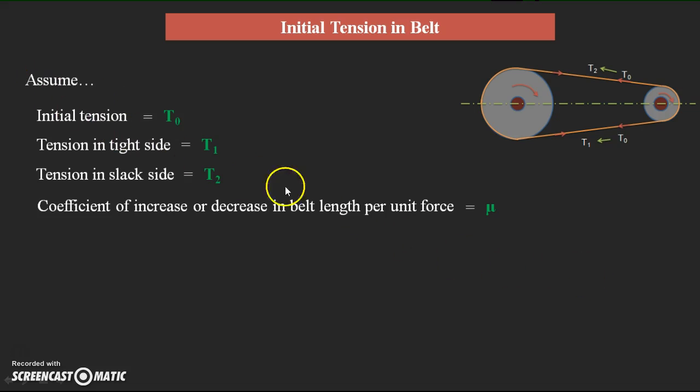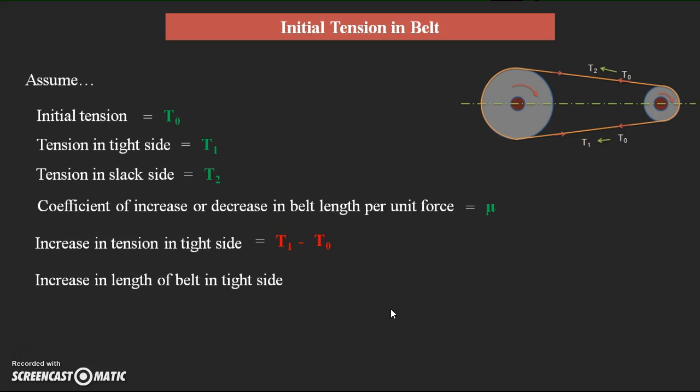Okay, so assume these terms. According to that, we go for finding the increase in the tension in the tight side. The increase in the tension in the tight side we have already analyzed, which is the difference of two terms, T1 minus T0, larger value minus smaller value. That is the increment.